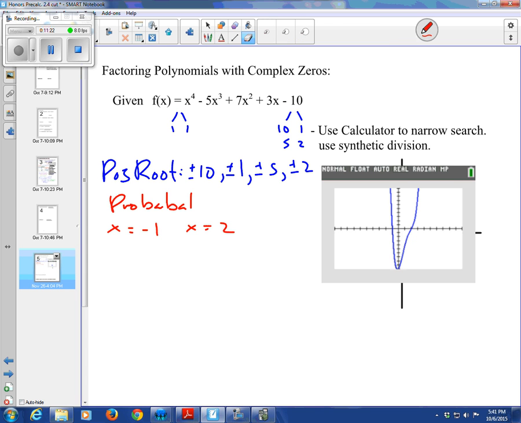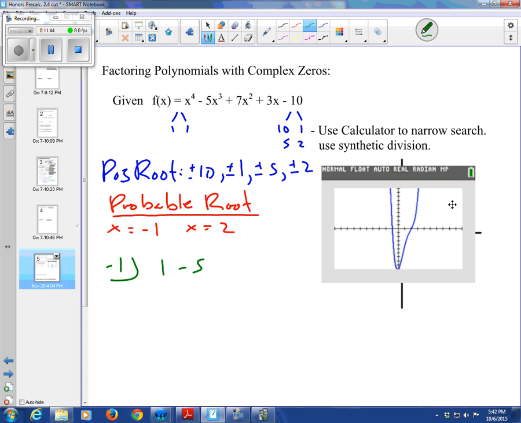Probable actual roots or x-intercepts for our function. So right here we're going to use synthetic division. We'll take -1 first, and right here we'll take the coefficients 1, -5, 7, 3, and -10.